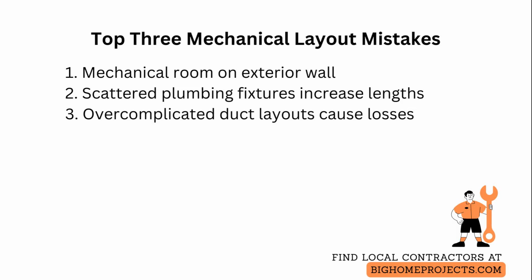Common mistakes start with placing the mechanical room in an exterior wall or distant corner, which forces long runs and higher fan and pump sizes. Move the room toward the center and rework the plan to bring systems inward. Another issue is scattering plumbing fixtures rather than stacking, which increases pipe lengths and labor. Cluster bathrooms and kitchens, or use a second smaller stack for an accessory zone.